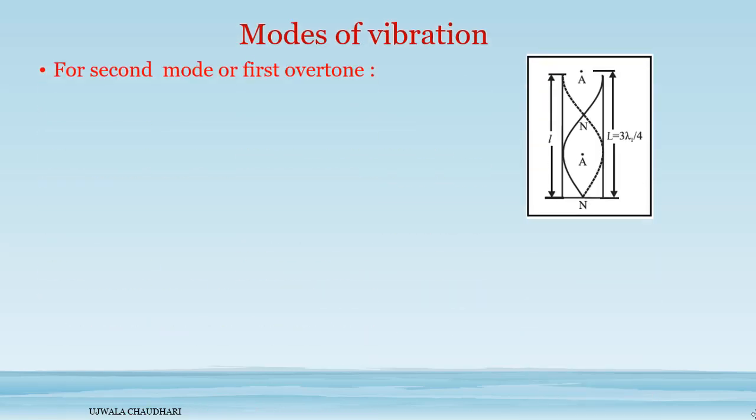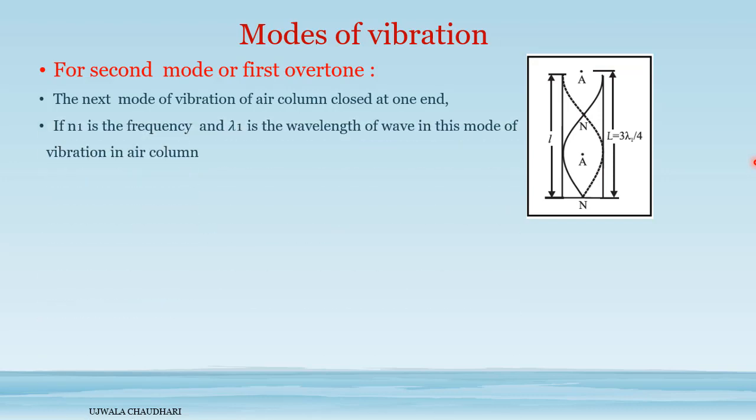For the second mode of vibration, we will get here 2 nodes and 2 antinodes and length is 3 lambda 1 by 4, that is small l. So, the next mode of vibration of air column closed at one end. If n1 is the frequency and lambda 1 is the wavelength of the waves in this mode of vibration, then length of air column we will get L equal to 3 lambda 1 by 4. Therefore, lambda 1 is equal to 4L upon 3, that is equal to 4 into small l plus e upon 3. This is the length.